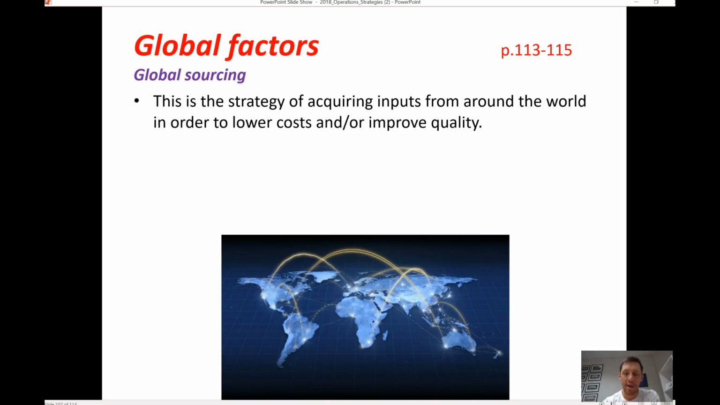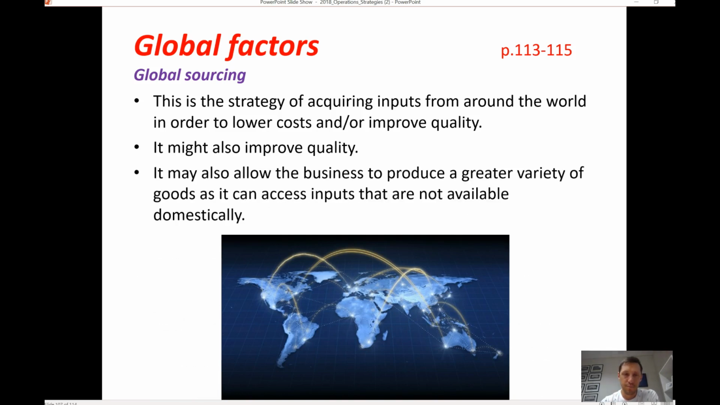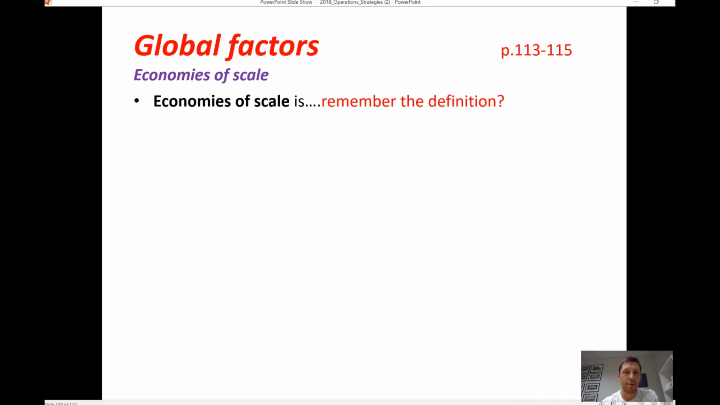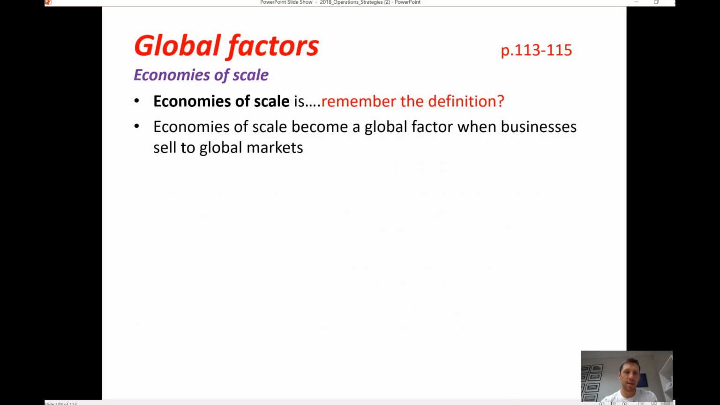and improve quality. That's a theme that we've been talking about really right throughout the operations topic, so I'm not really going to spend too much time on that, other than it can potentially improve quality as well as being lower cost, and allows the business to produce a greater variety of goods because it can access goods and inputs more broadly than just its domestic market, and that ultimately improves its business offering. Economies of scale, the ability to reduce cost per unit via increase in production.